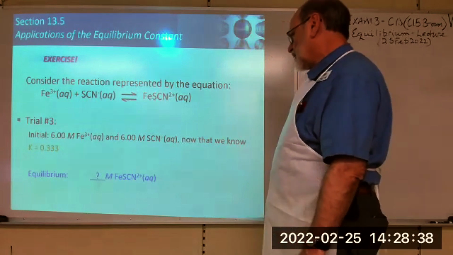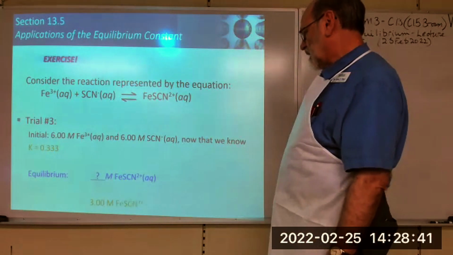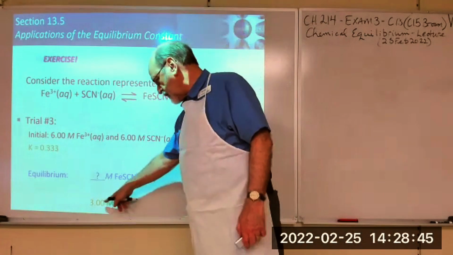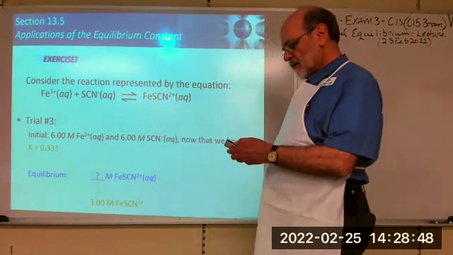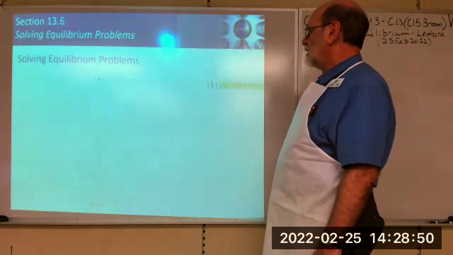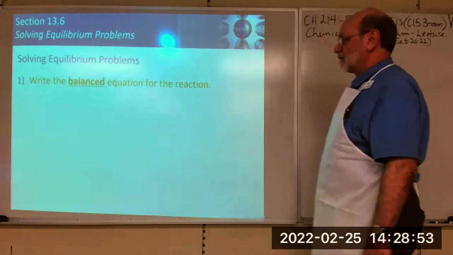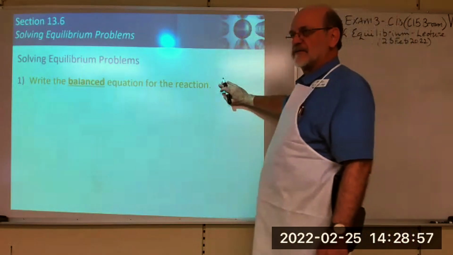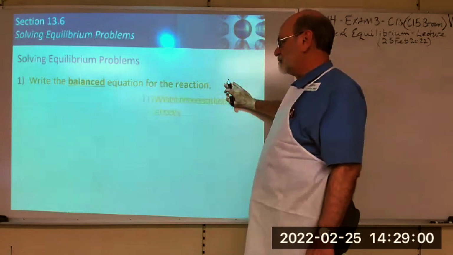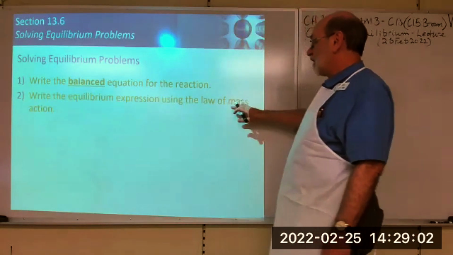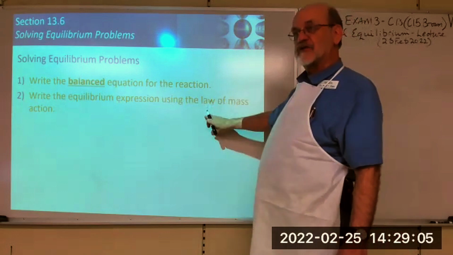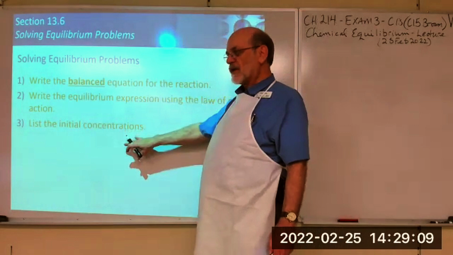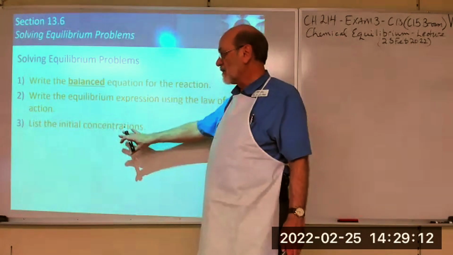Okay, so for this one, well, it's not going to show us the table, but we do the same type of calculation and we end up with 3 molar for our answer. Okay, so these are just problem-solving rules. You got to start with a balanced equation. That's a given. Then you write the equilibrium expression for the law of mass action. Then you list what are the initial conditions. What do you know?